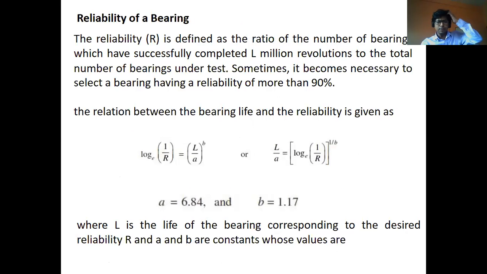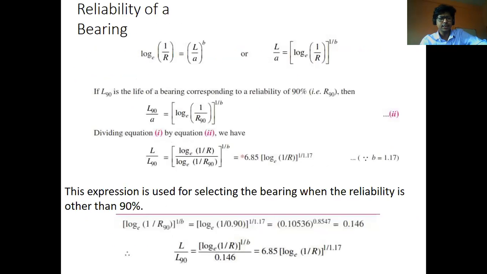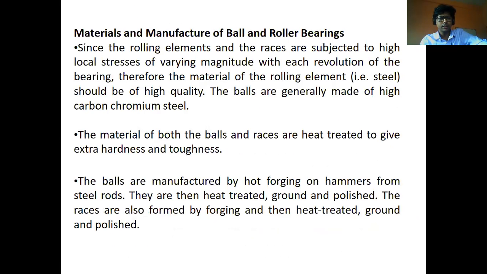Reliability means the ratio of the number of bearings which successfully complete a number of millions of revolutions. Suppose it will complete L revolutions, out of the total number of bearings under test. So it becomes necessary to select a bearing having reliability of more than 90%. This is just terminology, so reliability isn't important in your cases right now.